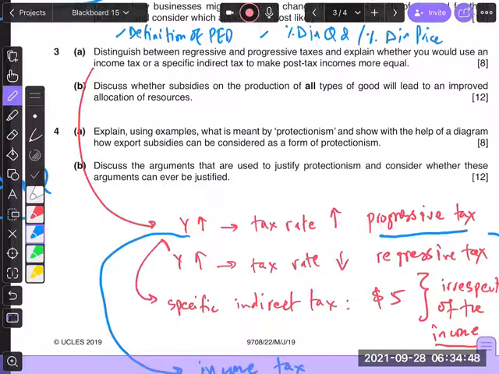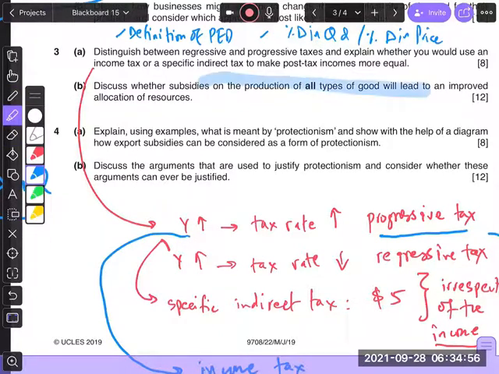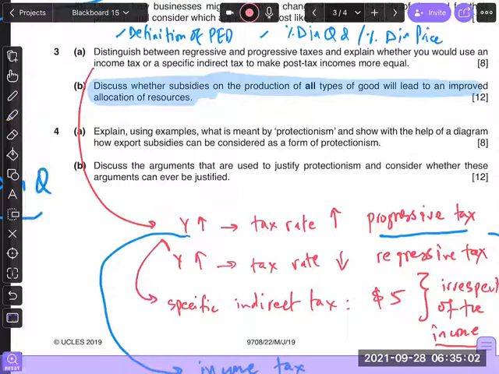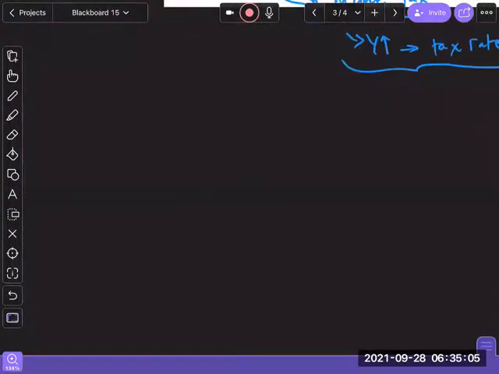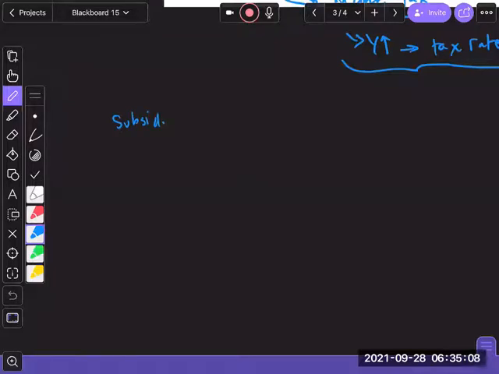Awesome. Now, I want to talk about the next question, which is: discuss whether subsidies on the production of all types of goods will lead to an improved allocation of resources. This is a good question about subsidies. So let's first talk about what subsidies are, how they impact demand and supply, and the equilibrium.